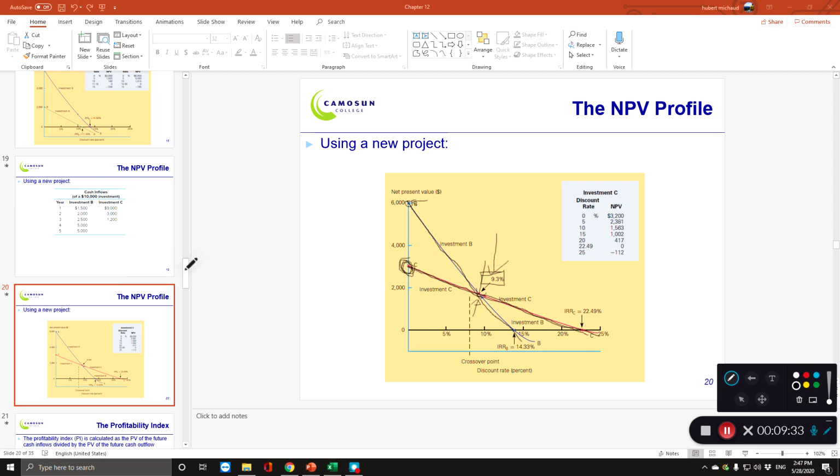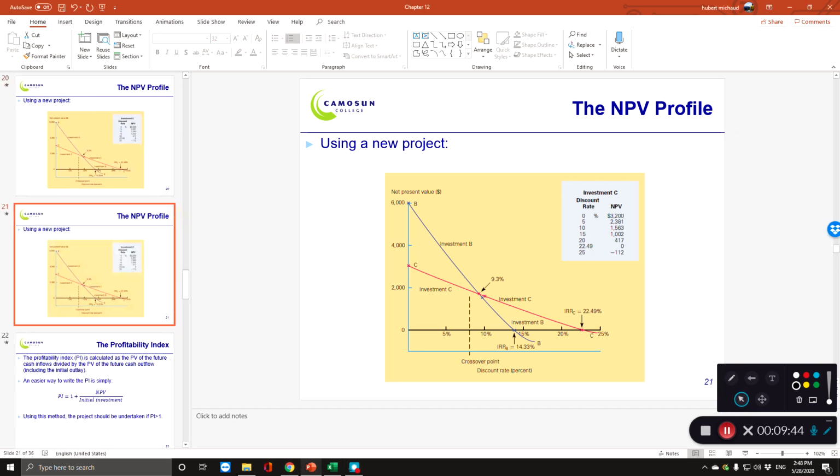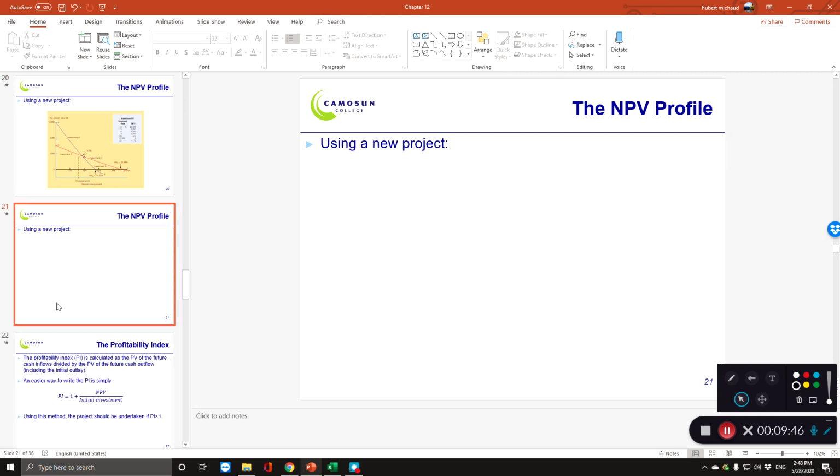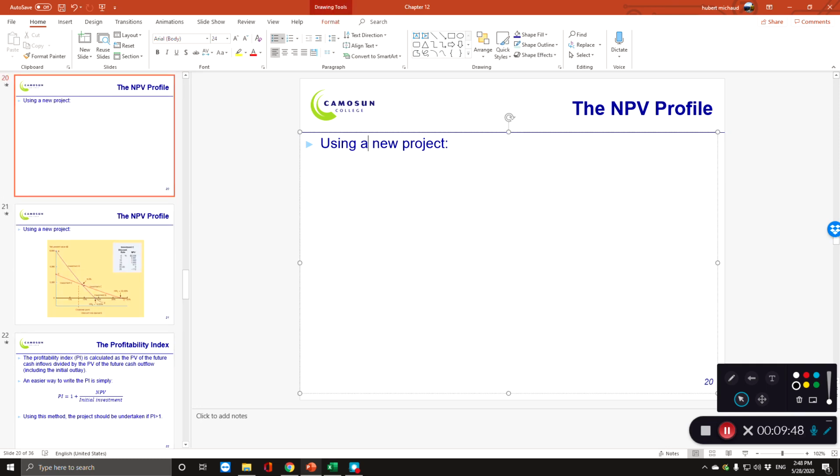Okay, so basically what you do if you wanted to find this crossover point, I'll do it right now actually because I'm not sure everyone will follow. If we want to find this 9.3 where these two projects cross, and I'll just go here so I can see. What we would do is we would put the cash flow in our calculator like we do for finding the normal NPV.